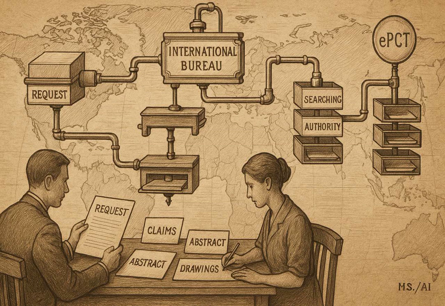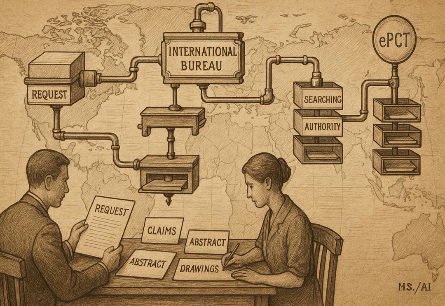The very first piece, maybe the most important for getting your place in line globally, is the request. This isn't just paperwork, it's your official start. It's you telling the world, hey, I'm seeking protection for this. For U.S. applicants, that usually means Form PCT/RO/101. Even a small error here could mess up your filing date worldwide, and that date is everything for priority.